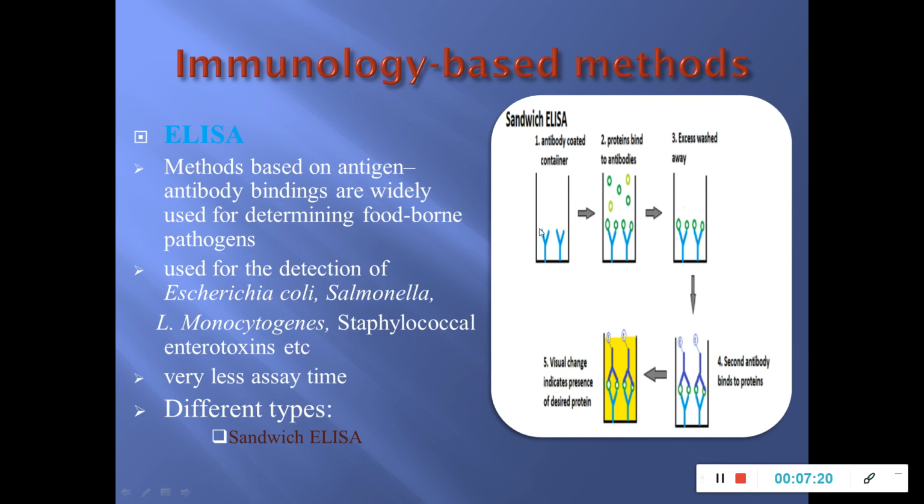These antibodies are mainly produced in a separate lab against different pathogens, probably E. coli, for example. And then you take the plate and coat it with an antibody. After that, the proteins, what does it mean? It is an antigen. You take your food, homogenize it and process it, and in that, what will probably be there are the antigens of Escherichia coli.